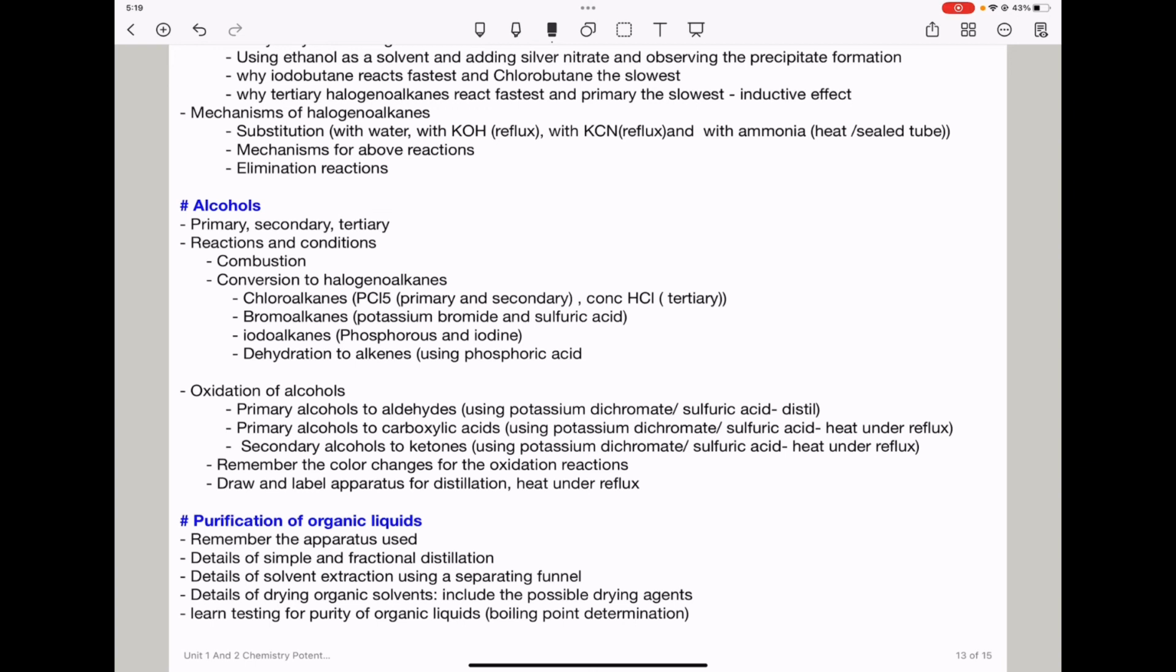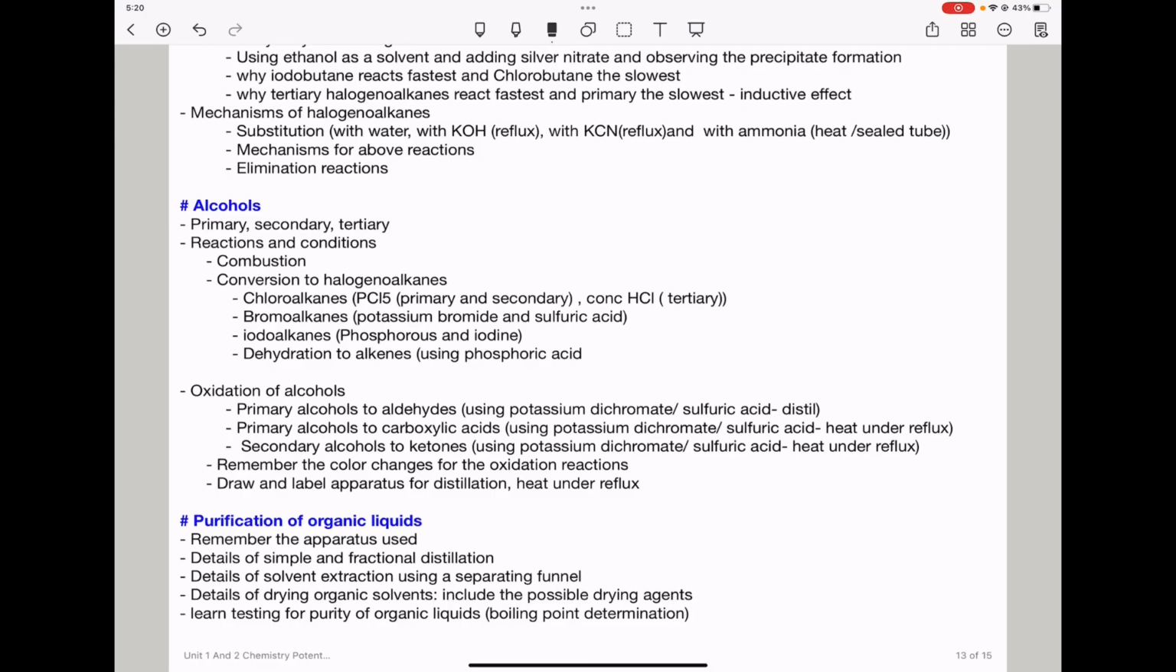Please remember the color changes for these oxidation reactions because dichromate is going to be orange and it's going to be converted from orange to green. You need to draw and label apparatus used for distillation as well as heating under reflux. When we go to purification of organic liquids, you need to remember the apparatus used. Here they can talk about the details of simple or fractional distillation.